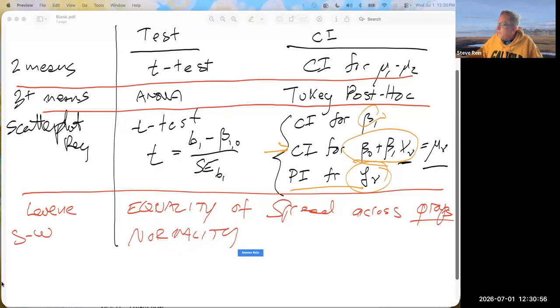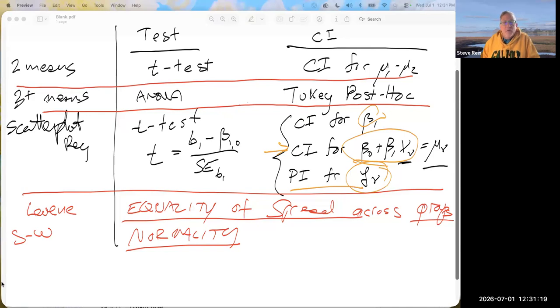We need to believe normality, and we need to have equality of spread in a lot of contexts. Equality of spread is necessary for ANOVA, so we could use Levene. You need normality for ANOVA as well. With regression, you want the residuals to have normality. Cool. Use Shapiro-Wilk to check for normality.